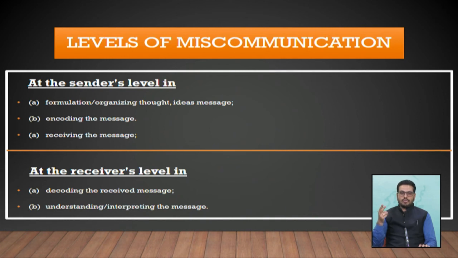Now, here, friends, are levels of miscommunication. Basically it happens at two levels, because communication is also at two levels. One is at the sender's level, another is at the receiver's level. Now, at the sender's level, it is formulation or organization of thoughts or ideas in a message. So that is where you might falter. Then you might falter in encoding of a message. You might falter in sending the message as well.